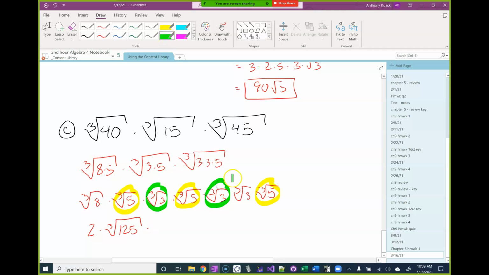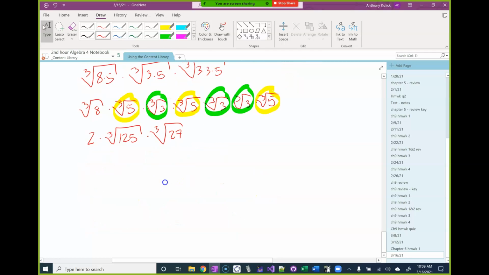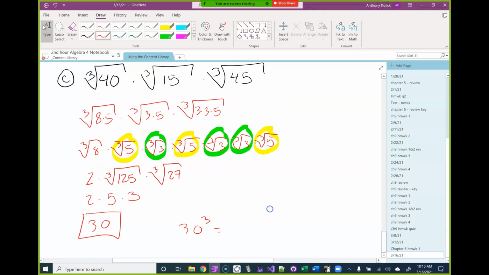So it turns out that 30 cubed was, if I multiplied those things together, 27,000, which was 40 times 15 times 45. So it turned out maybe multiplying them all together was a good idea. I don't know if you would have recognized 27,000 as a perfect cube. 27 times 1,000 would have been realistic, right?